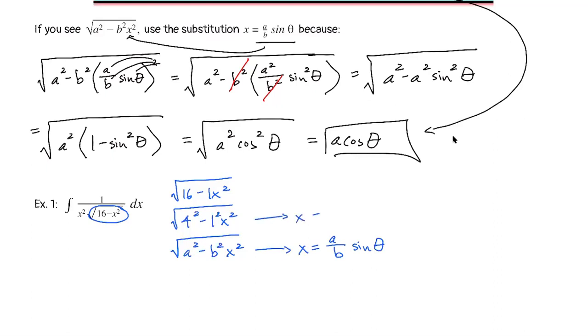If we plug in our particular numbers for this problem, we're going to get x equals 4 over 1 sine theta. Okay? Or we could write this as 4 sine theta.